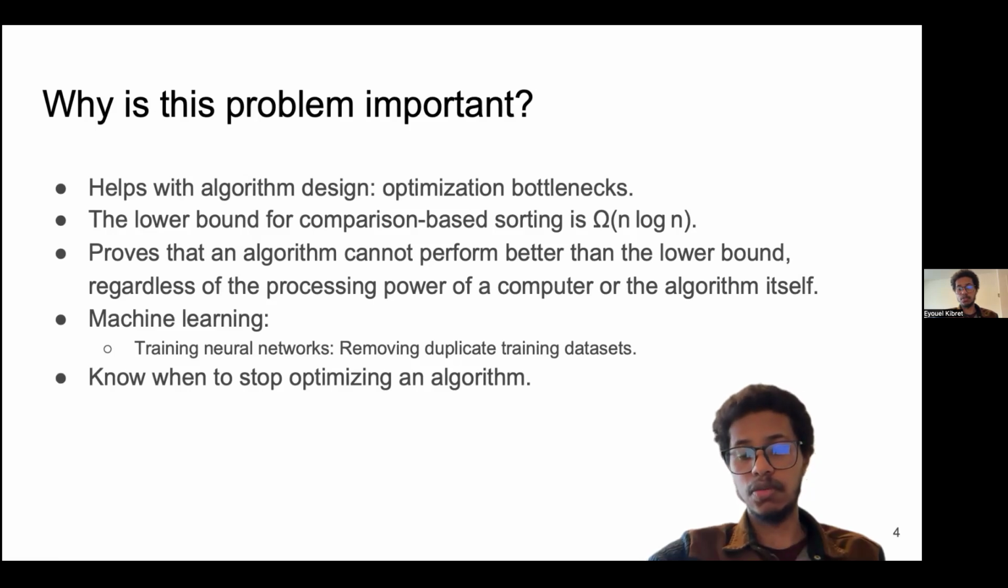It's regardless of the computing power of the machine. So 50 years from now, this model is still going to hold. Its applications are in machine learning, for example, in training neural networks, you'll give it input data, and to check the duplicates in that input we can definitely use this model.